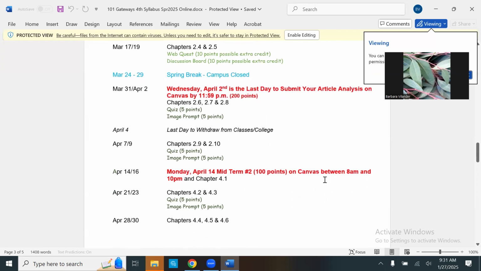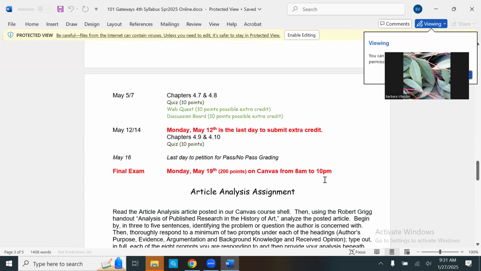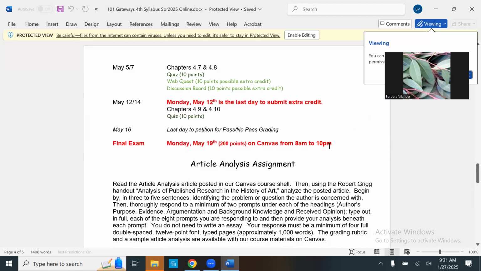So there's your other midterm. You can go through and see. And then that is the day of your final exam, okay? So you need to note those exam dates, okay? You need to note when the extra credit is due, when the article analysis is due, all right?